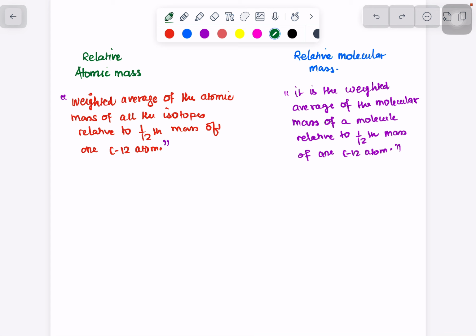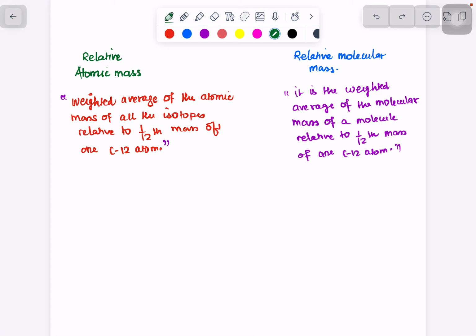So let's start with relative atomic mass. Relative atomic mass is the weighted average of the atomic mass of all the isotopes of an atom or of an element relative to 1 by 12th mass of one carbon 12 atom. Most of the elements have isotopes. Therefore, we do the average. So, the weighted average of the atomic mass of all the isotopes of an element relative to 1 by 12th mass of one carbon 12 atom is called relative atomic mass.